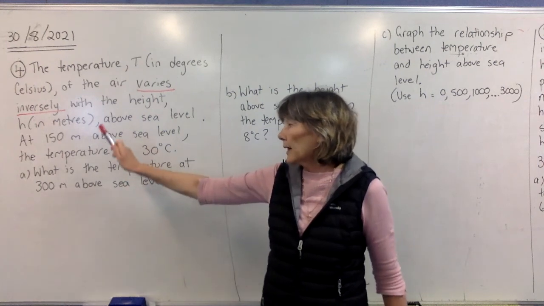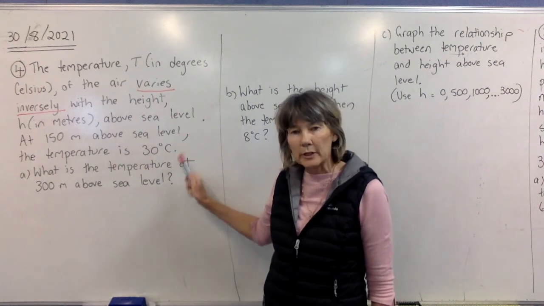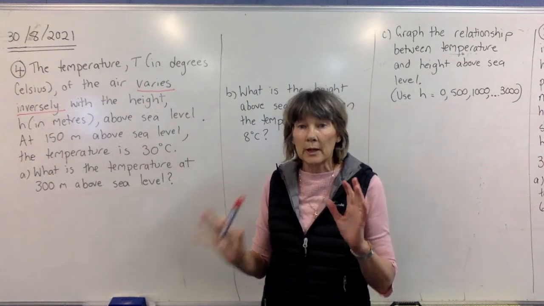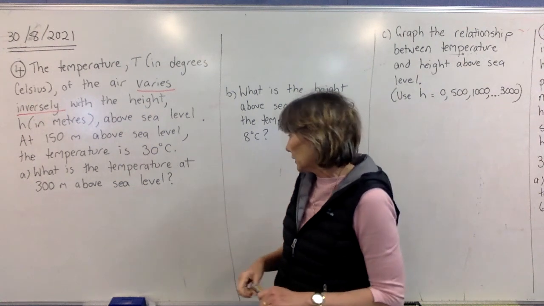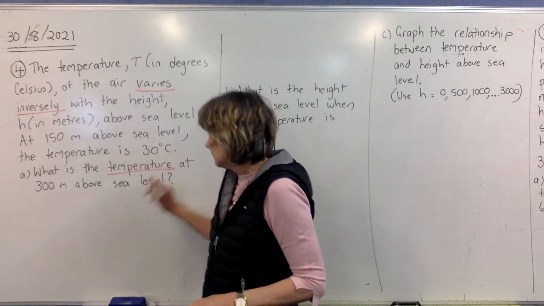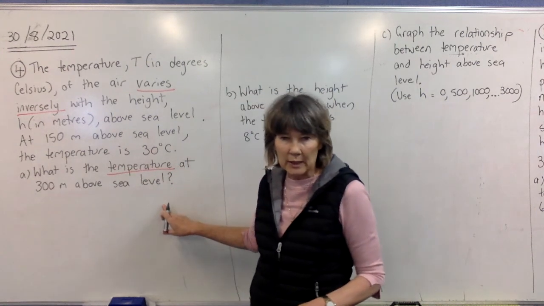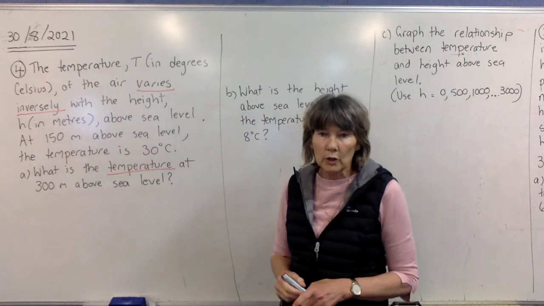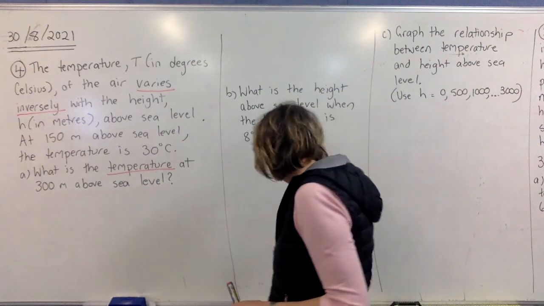Okay, then they tell you at 150 metres above sea level, the temperature is 30 degrees Celsius. So they're giving you a pair of numbers that go together. And then the question says, what is the temperature at 300 metres above sea level? We have a lot of work to do before we get to answer that question.